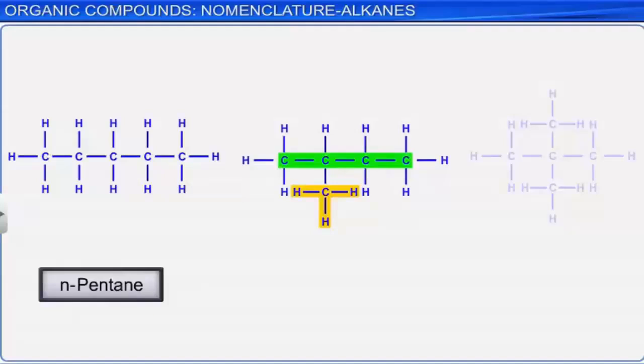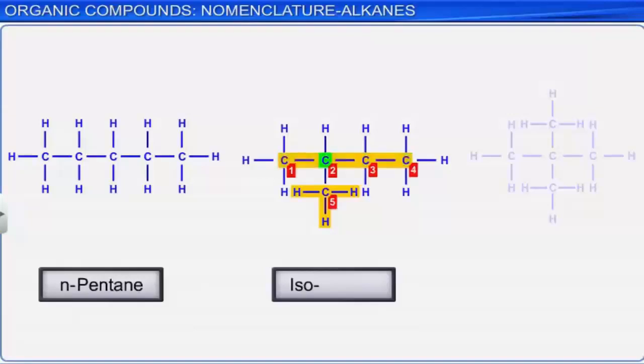then a prefix iso is given to the name of the alkane. For example, for the structure shown here, which consists of a branched chain and is a 5-carbon system, the name given is isopentane.